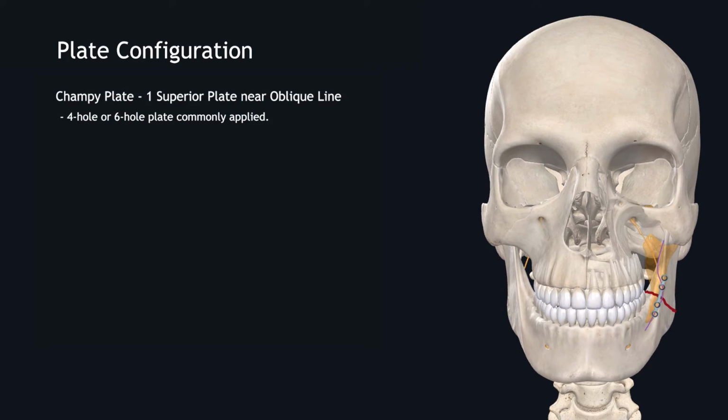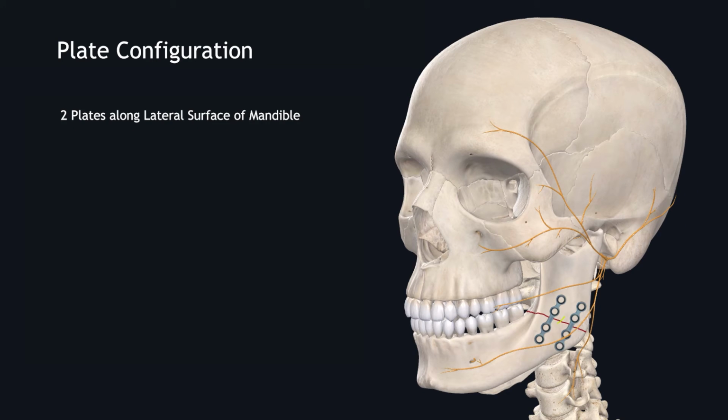A champy plate refers to using either a 4-hole or a 6-hole plate along the oblique line to stabilize the angle fracture by placing a single superior border plate. A single plate is not as stable as an application of 2 plates in this region. So as a result, I'll only use a champy plate in patients who seem very compliant with 6 weeks of soft diet. Another option is to place 2 plates along the lateral border of the mandible.